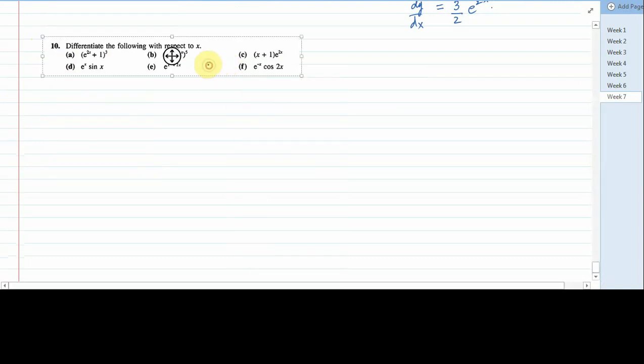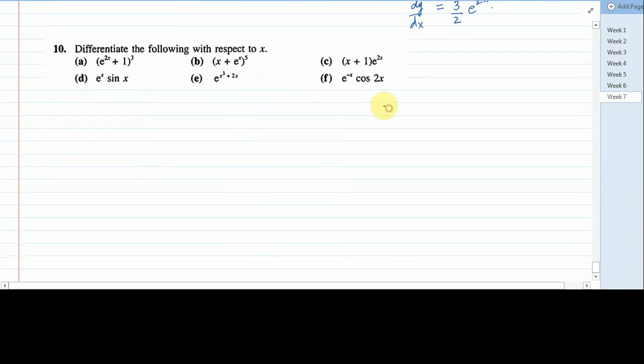Again we need to differentiate the function with respect to x and we are going to start with part B. It says x plus e to the power x and whole power is 5. Alright, so how are you going to differentiate that function? I will start with part B and then I will tell you to start with the next part.